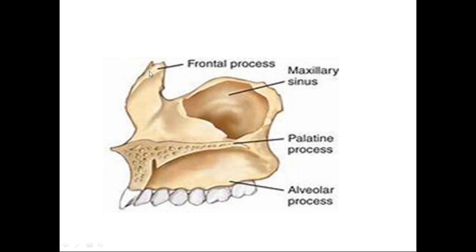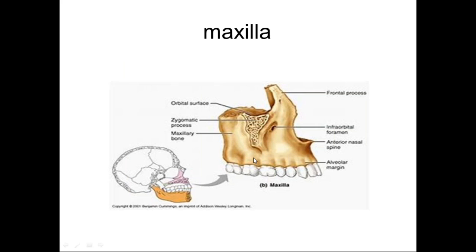Now, this is the frontal process of maxilla. This is the palatine process of maxilla. This is the alveolar process of maxilla. Now, this is the anterior surface which contributes to the facial skeleton. This is the lateral part which will articulate with the zygomatic bone. This is the zygomatic process of maxilla.